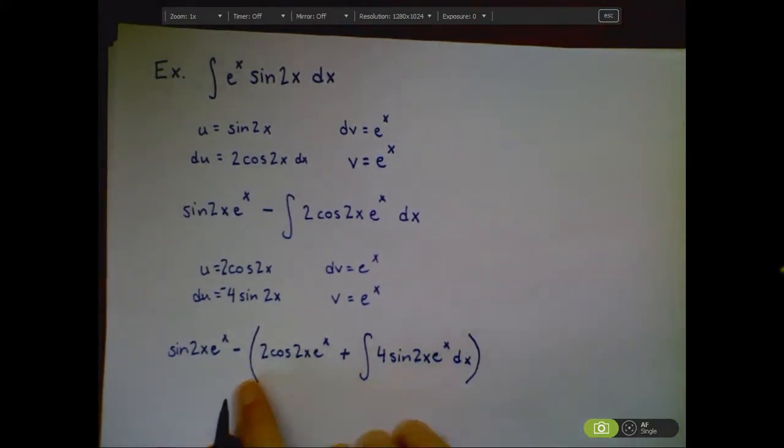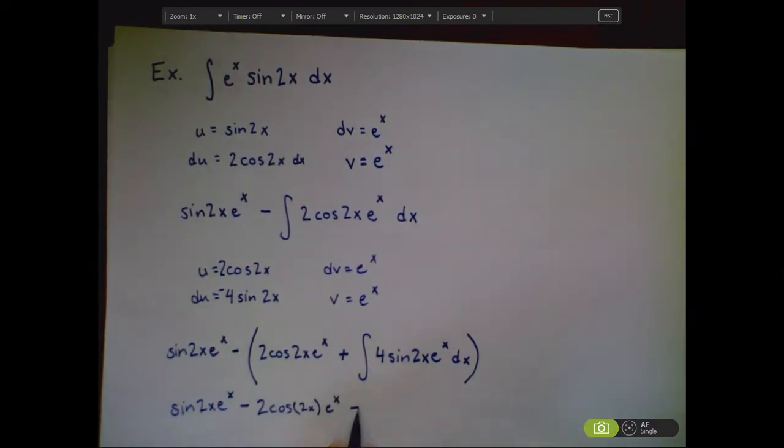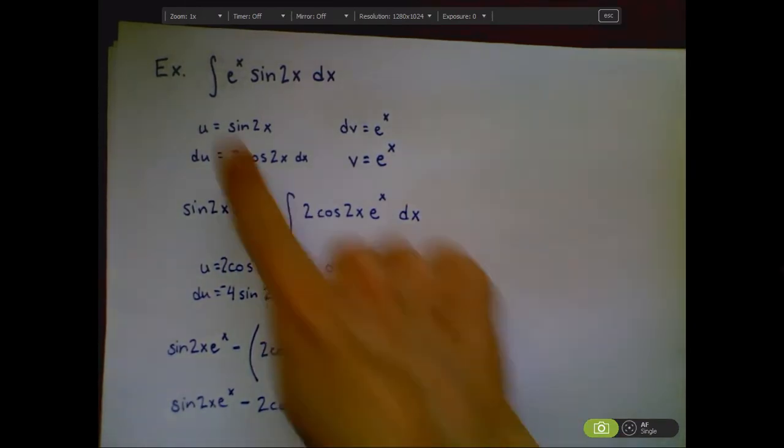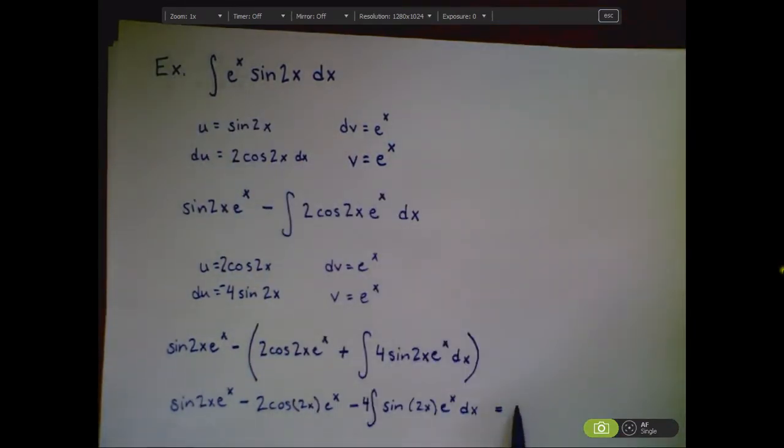Let's distribute this negative sign. So I end up that this is sine of 2x e to the x minus 2 cosine of 2x e to the x minus the integral of 4 times the sine of 2x e to the x dx. And what's this equal to? The integral of our original function, e to the x sine of 2x dx.